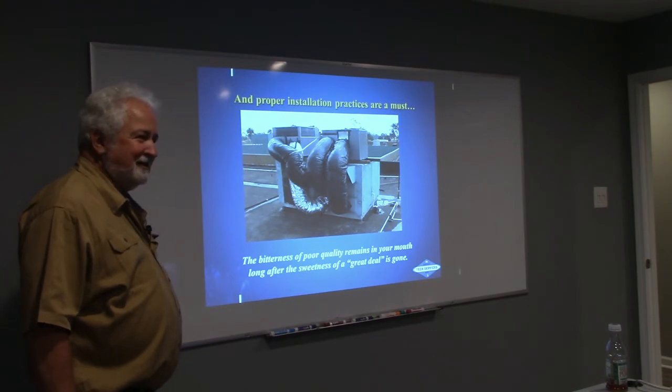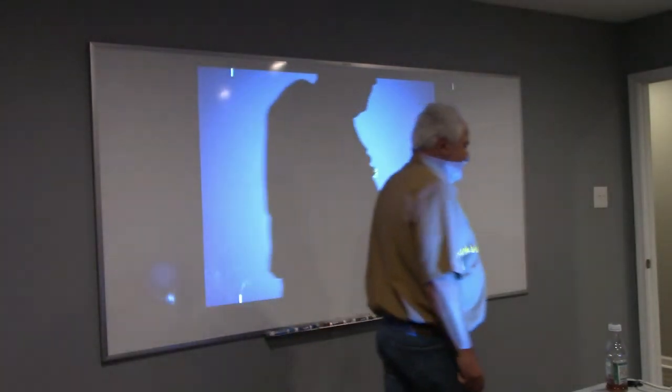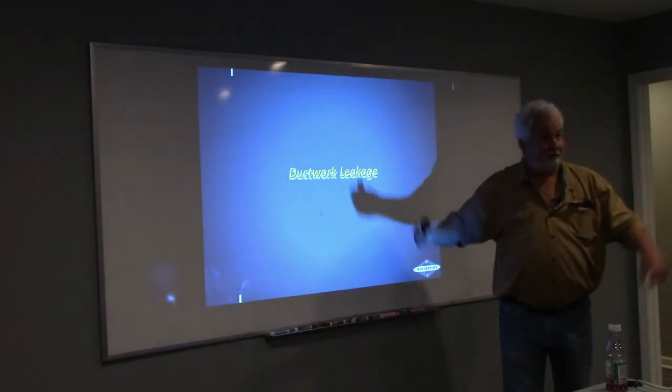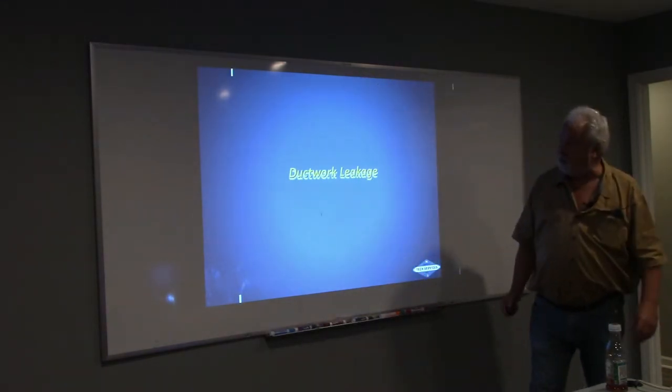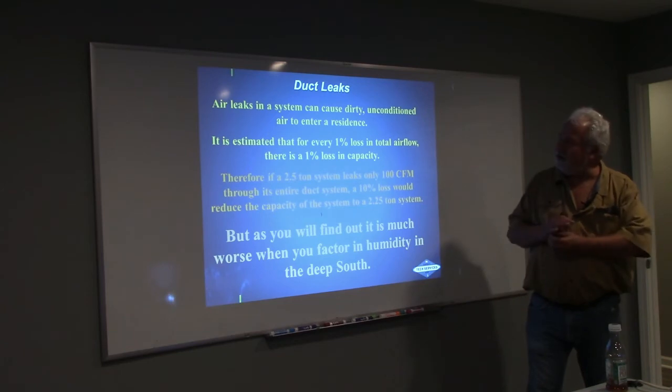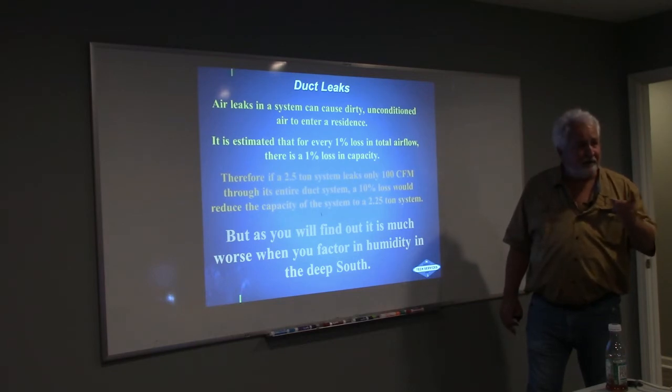So let's talk about the ductwork leakage. Ductwork leakage is a good place to go, right? Let's talk about that. What happens when I have ductwork leakage? And we're not talking about a lot, because our ductwork doesn't leak, does it? Air leakage in the system can cause dirty, unconditioned air to enter the residence. It's estimated that every 1% loss in duct leakage in CFM equals 1% loss in capacity.